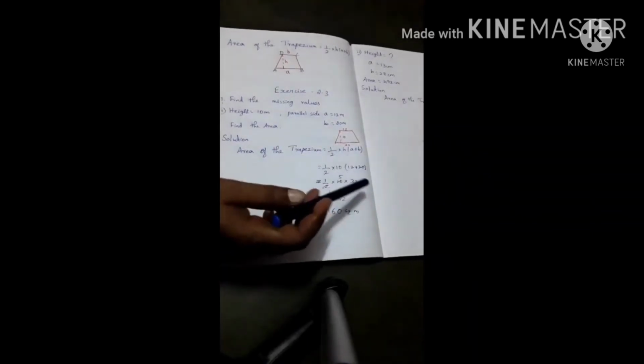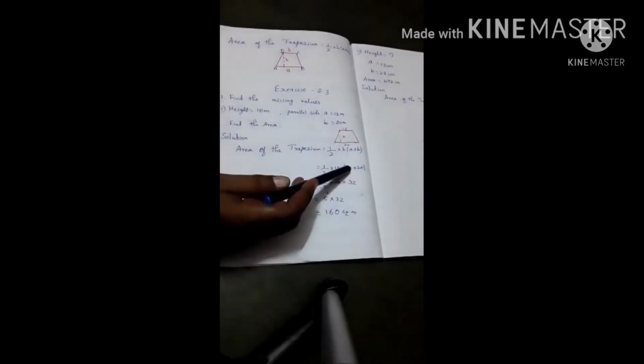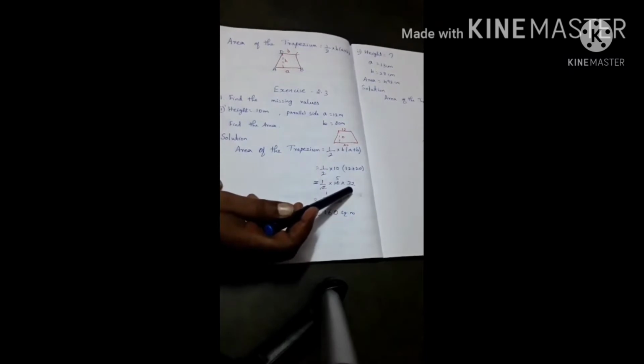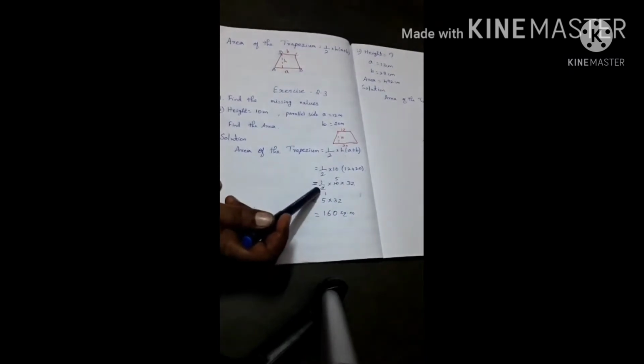Next, we have to find the area of the trapezium. The area of the trapezium formula is half into h of a plus b. So half into h, which is 10, parallel sides 12 plus 20. Next, first we solve the bracket. So 12 plus 20 is what? Yes, 32. Next, 10, 1 by 2.